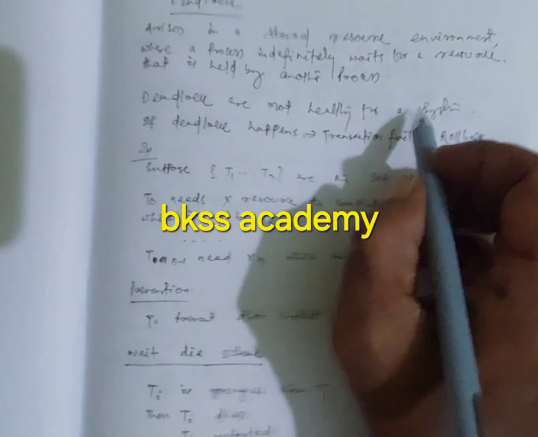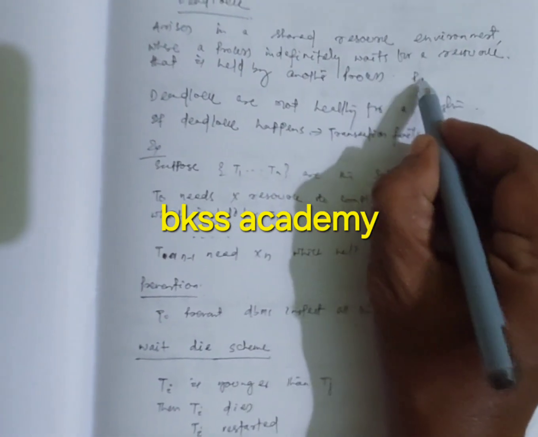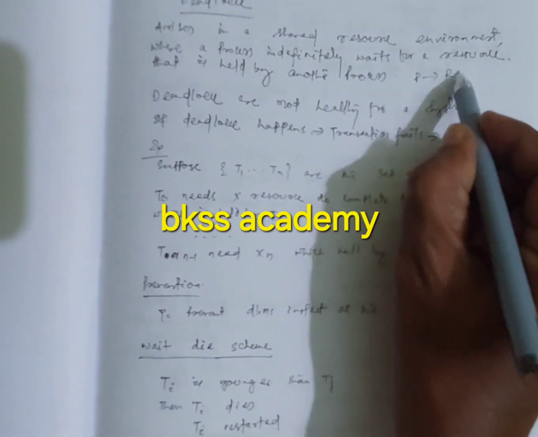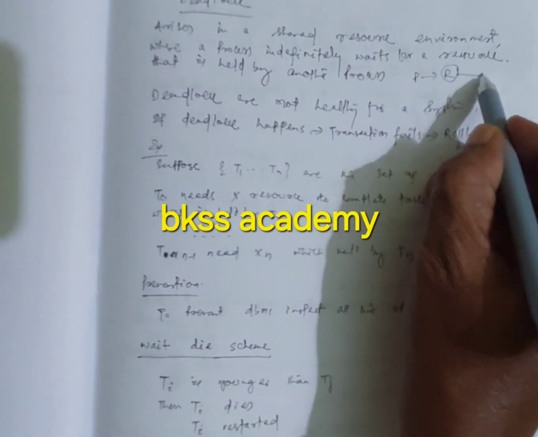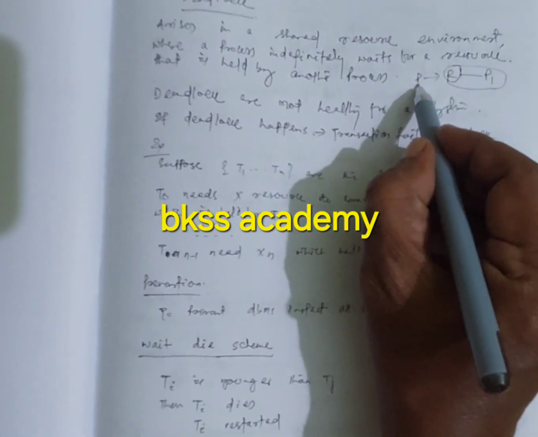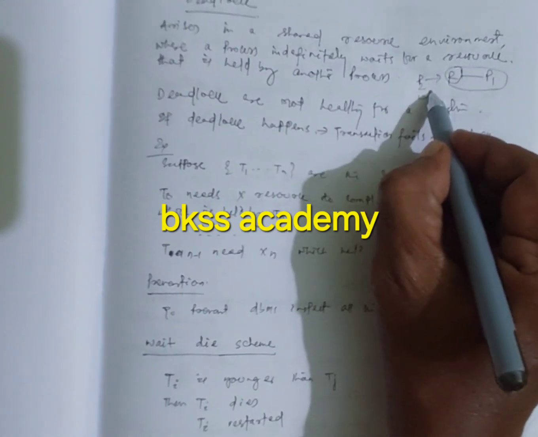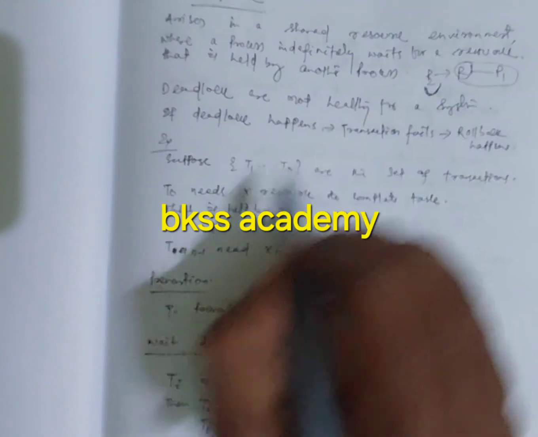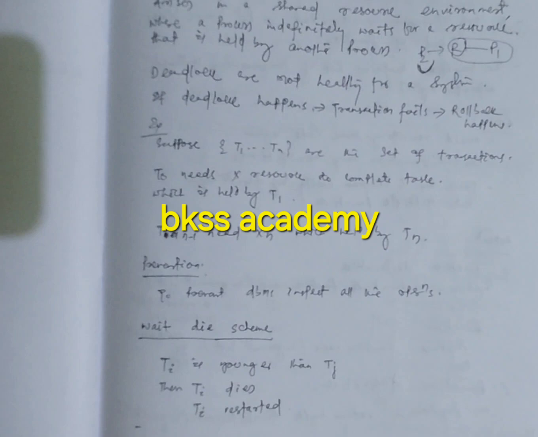process. So we can say, suppose a process wants a resource which is already held by another process. So this process 2 will wait. This is called a deadlock. Deadlocks are not healthy for a system.